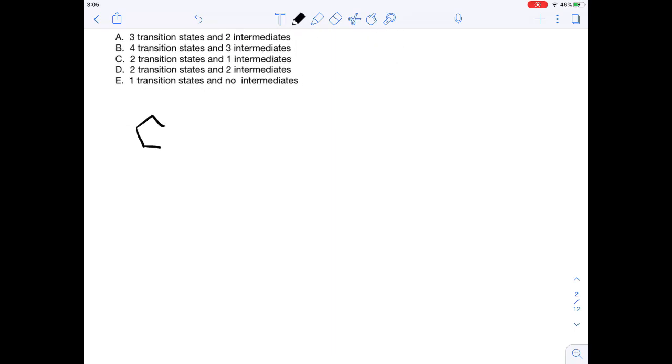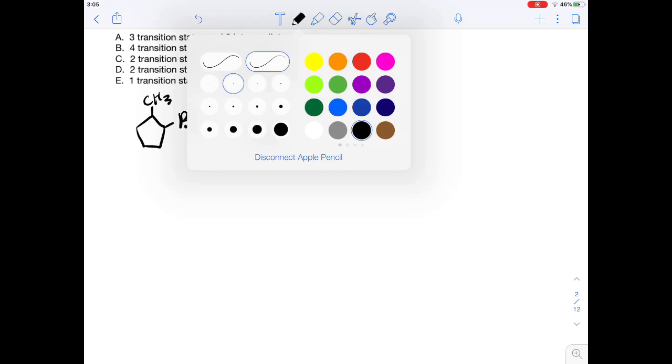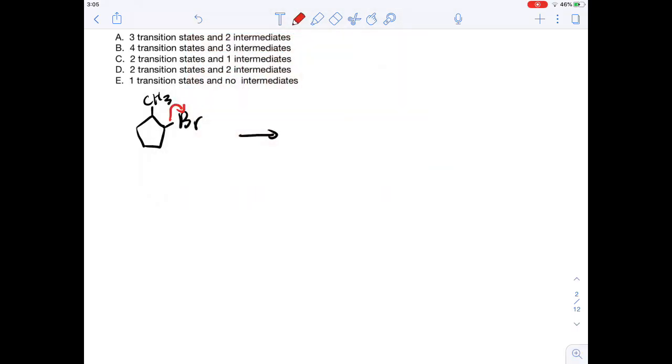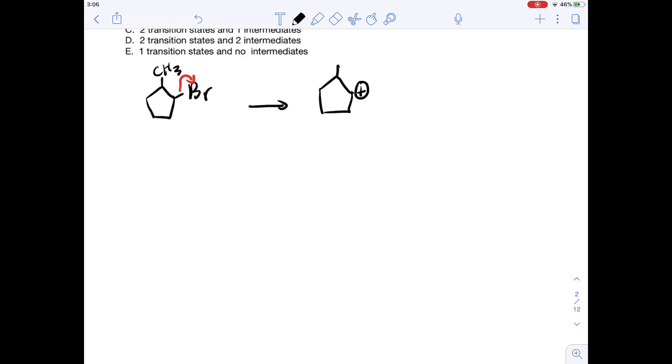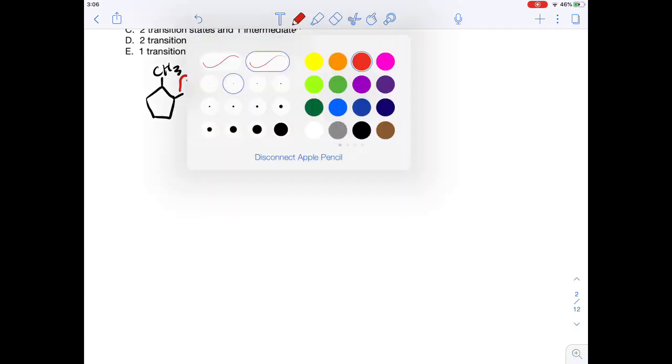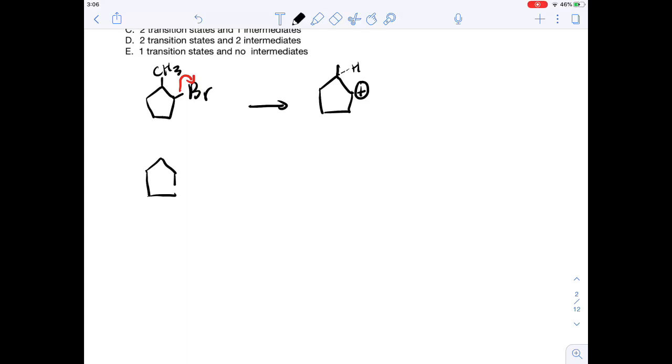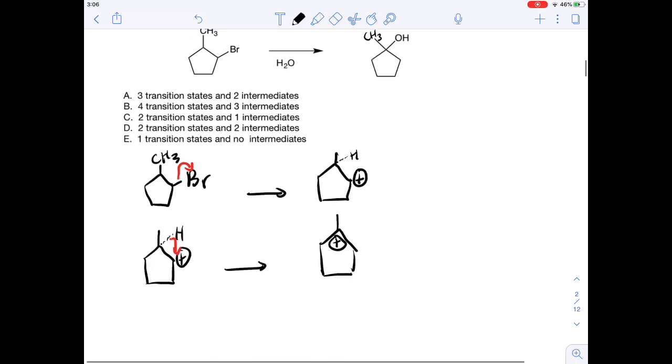So let's get started with the mechanism, which I'm sure you have done a million times by now. The first step is going to be Br popping off, leaving a carbocation behind. And because a more stable carbocation can be formed in this situation, there's going to be a hydride shift. So this H is going to shift. I'll do that in the next step though. Okay. Hydride shift. And that will give you your more stable carbocation intermediate.